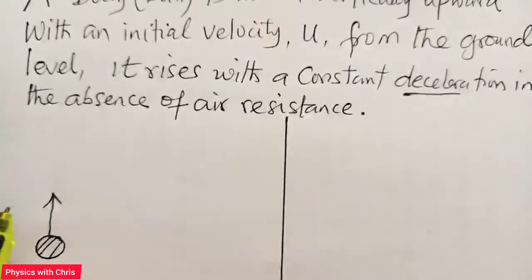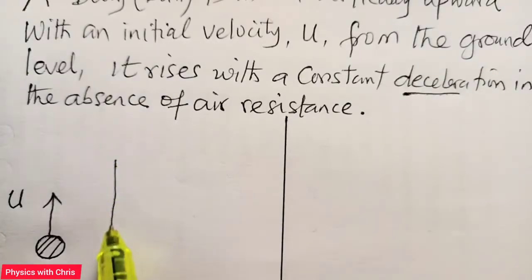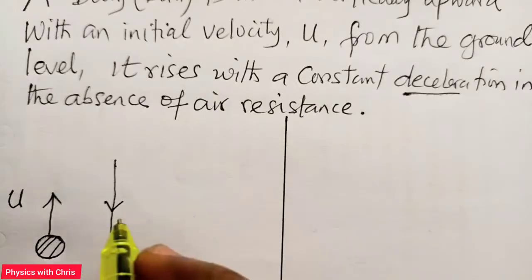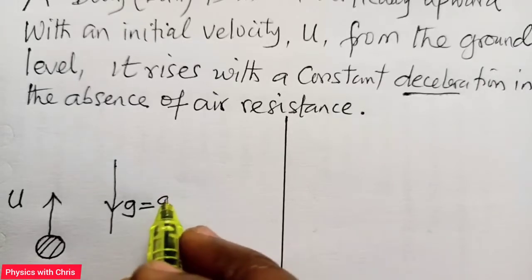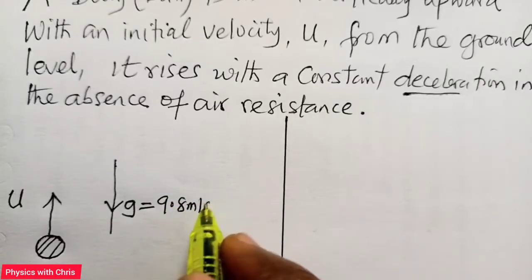You agree with me that the initial velocity of this body, which must be given, let's use u to represent the initial velocity, is in the upward direction. And we all know that acceleration due to gravity, or gravitational field, is always directed downwards towards the Earth's surface. Because of attraction towards the center of the Earth, the acceleration due to gravity will also have this downward direction, which is 9.8 or roughly 10 meters per second squared.